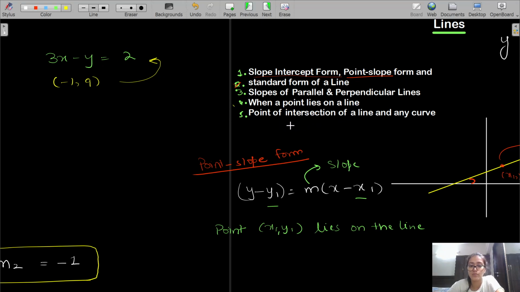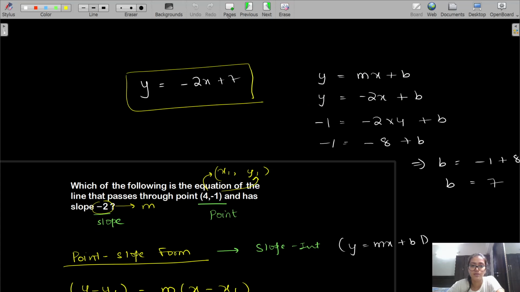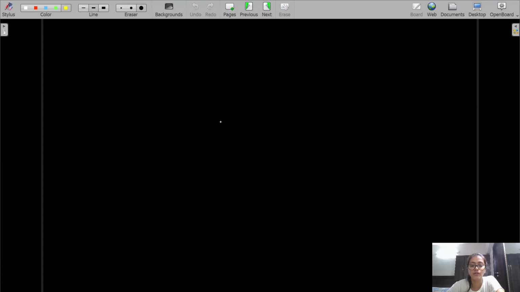And the last concept is the point of intersection of a line and any curve. Okay. Now, if you have any line, my pen is behaving weirdly today, just bear with me.